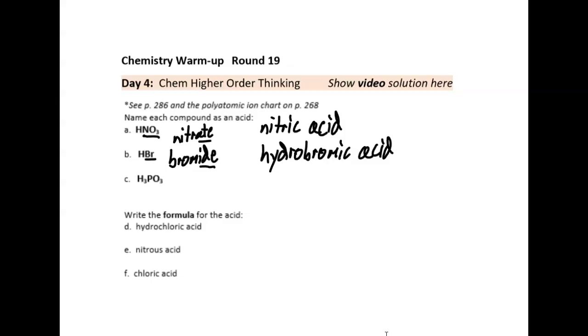Question C. This acid has hydrogen and PO3. That's phosphite. This anion ends in ite. Well, we have an acid rule for that. The rule says when an acid has an anion ending in ite, the name of the acid is a word ending with OUS. This is phosphorus acid.